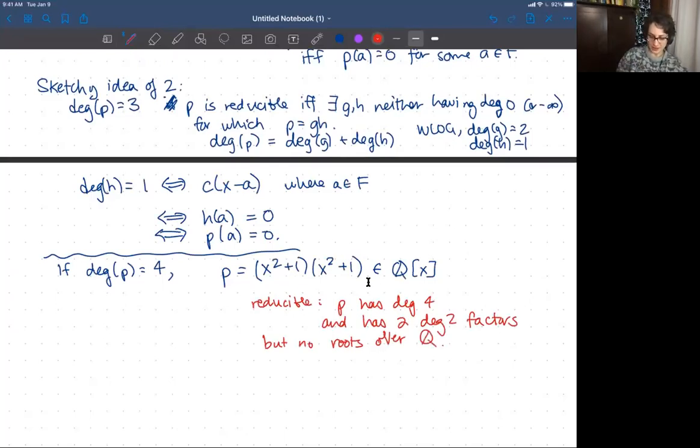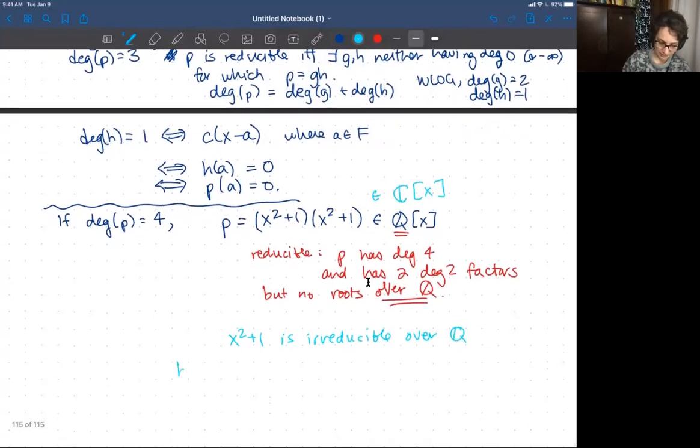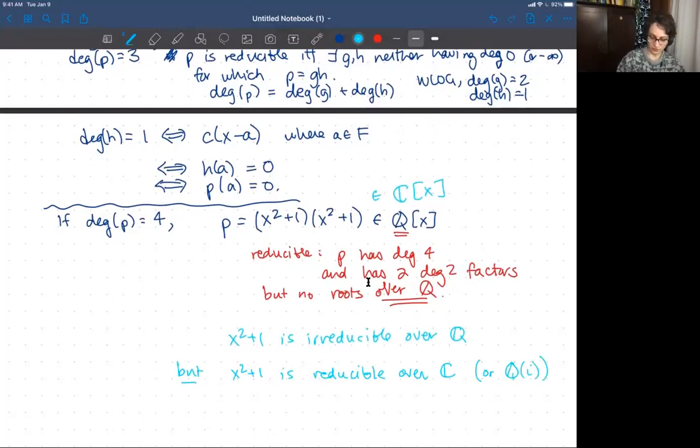Now here's where the over Q part matters. The fact that I'm paying attention to what field this is: if I had replaced this with, let's say, C, if I put this in C bracket x, I can reduce it even further, and it does have roots in C. So x squared plus 1 is irreducible over Q. I can't factor it any further over Q, but x squared plus 1 is reducible over the complex numbers, or if you like, Q where we throw in i and then all the other things we need to make that into a field, because x squared plus 1 equals x plus i times x minus i.